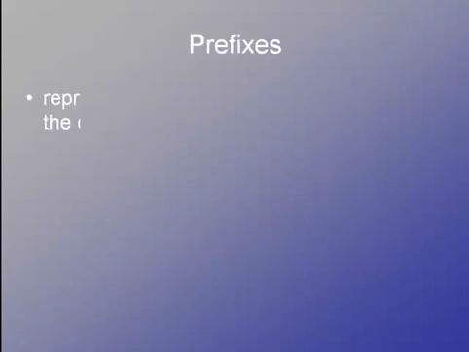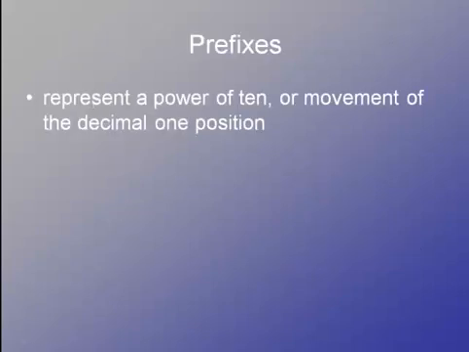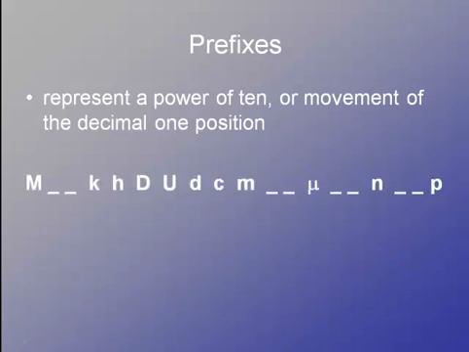SI prefixes, as I said before, represent a power of 10, which is the same thing as moving the decimal one position. You need to know all the common prefixes from mega down to pico. So going down the line, these letters stand for mega, kilo, hecta, deca. U represents the base unit, any of the base units we saw on the previous screen. Next is deci, centi, milli, micro, nano, and pico.